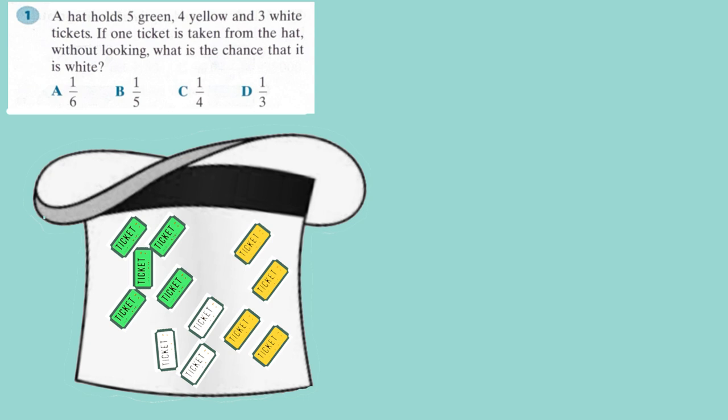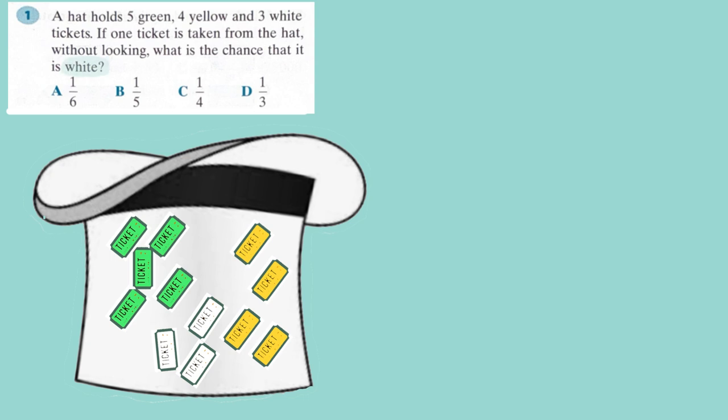In this question, you won't see the hat and the tickets, but I thought it would be nice to illustrate it. So a hat holds 5 green tickets, 4 yellow tickets and 3 white tickets. If one ticket is taken from the hat without looking, what is the chance that it is white?